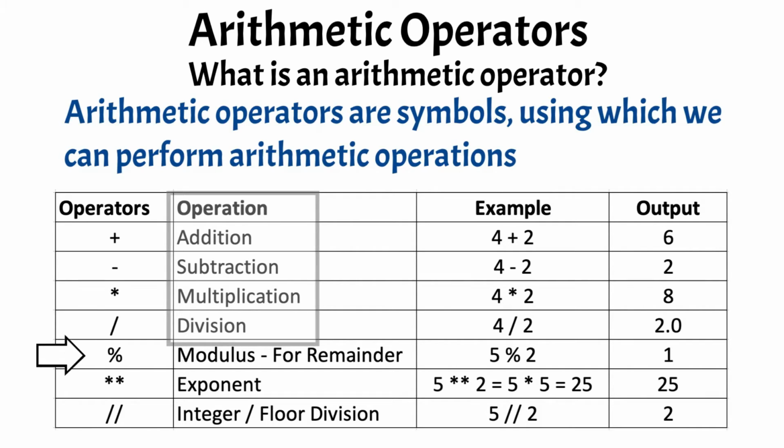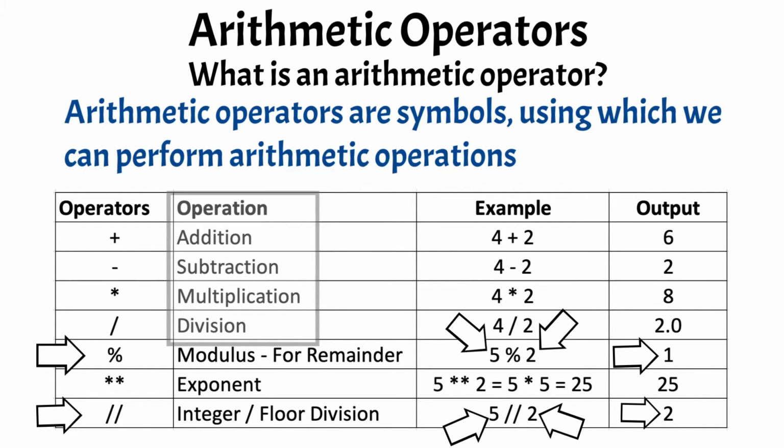The modulus operator, which is represented using a percentage symbol, takes two operands, performs division, and gives the remainder of the division as the result. So always remember that if you want to find remainder, then use modulus operator. Now in order to find the quotient, we can use the floor division operator, which is represented with // in Python. This operator performs floor division, where it takes two operands, performs division, and then returns the value of quotient as the result. I hope that this is clear.